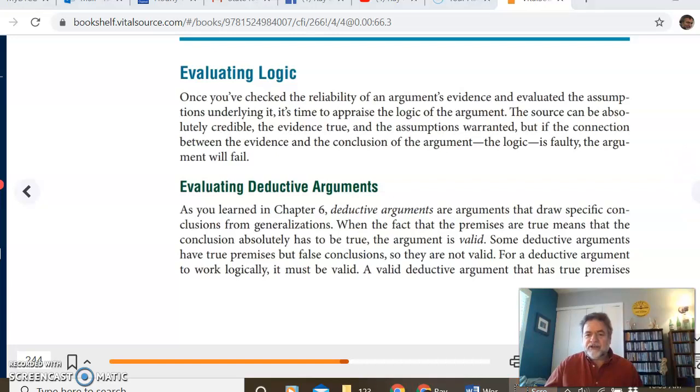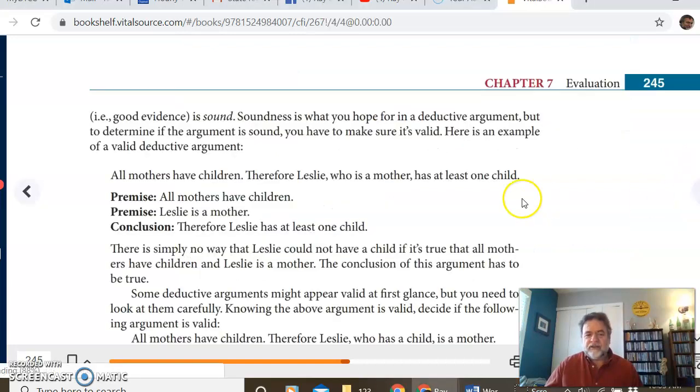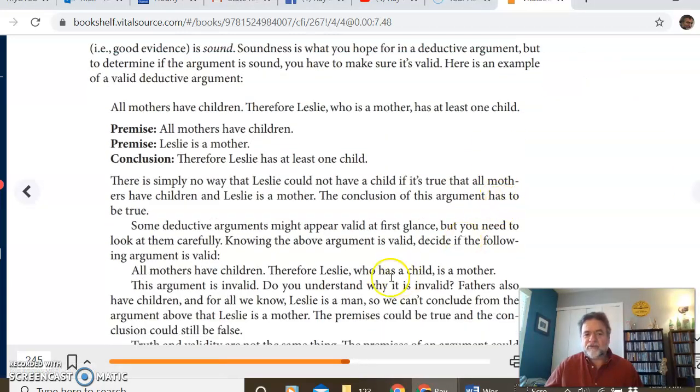On the next page, we have a good sample, and this is a deductive argument. We have a major premise, which is a generalization. All mothers have children. Leslie is a mother, therefore Leslie has at least one child. That is a valid argument. Validity is not necessarily truth. Validity essentially means there is one answer, and one answer only. That might be a better way of thinking about it.